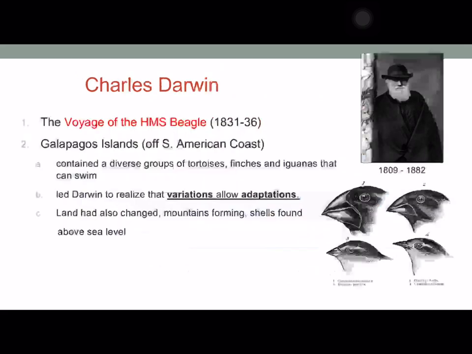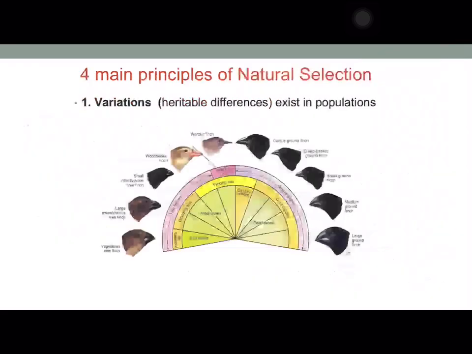continents and land. Okay, so from all these studies that he did on that trip, he came up with the 4 main principles of natural selection. So the first one is saying that all variations are heritable. And there's variations in species, and they exist in populations.